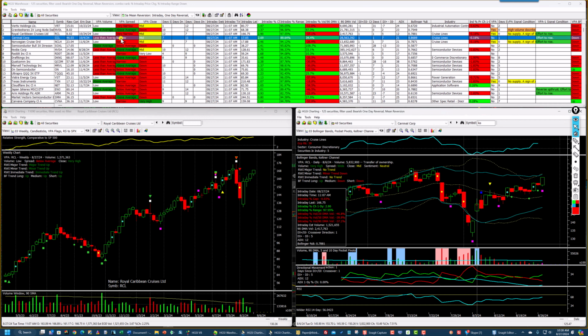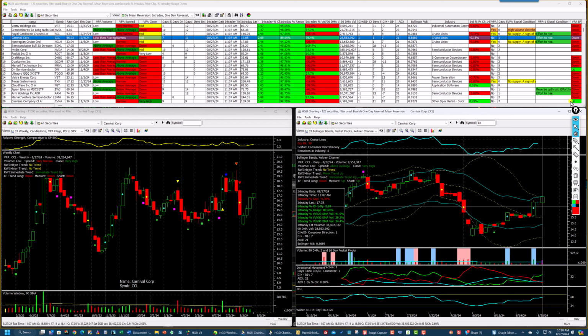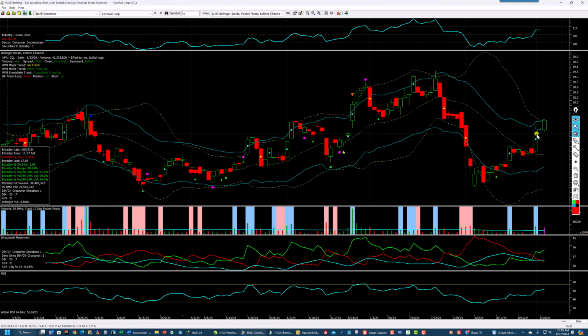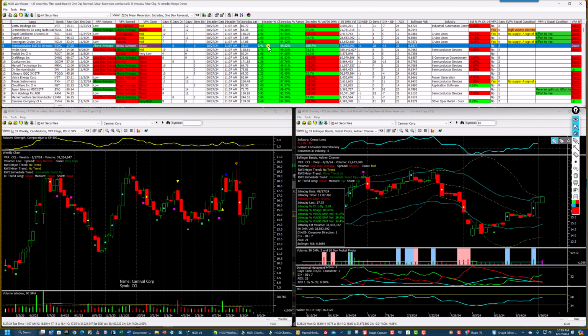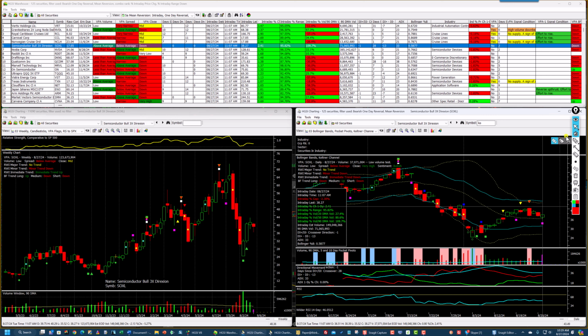Okay, let's look at Carnival. Now this one really doesn't qualify as much of a down day, but its close is slightly lower than the prior day, so it's not a true one-day reversal. So you can only do so much with the filters, but it just gives me a list of stocks that are down from the prior day, and then like I said, you could use this mean reversion, if they're going up the next day, as possible trades to the upside. Let's look at this SOX semiconductor bull.